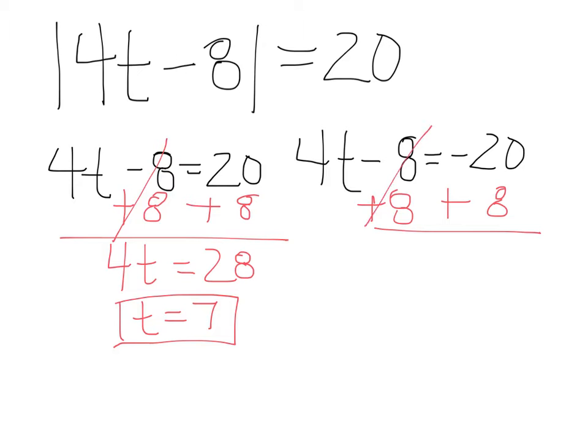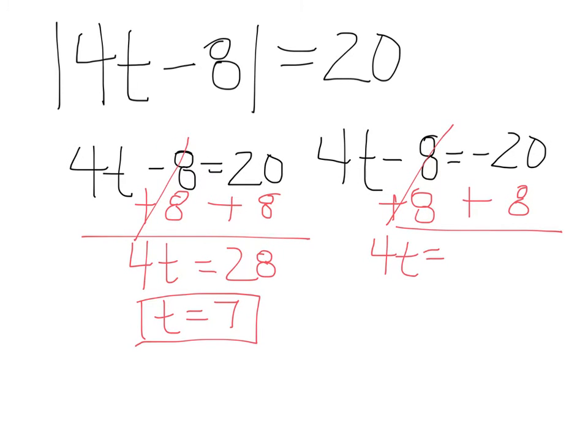The 8s cancel each other out, so you get 4t equals... When you add a number to a negative, it's just like saying 20 minus 8. So 20 minus 8 is 12, and the answer is 4t equals negative 12. When you divide by 4, t equals negative 3.